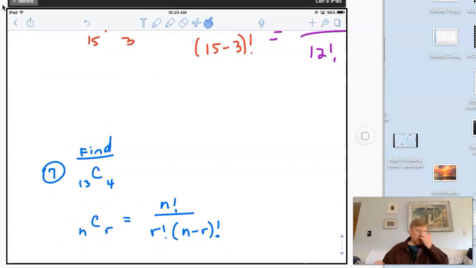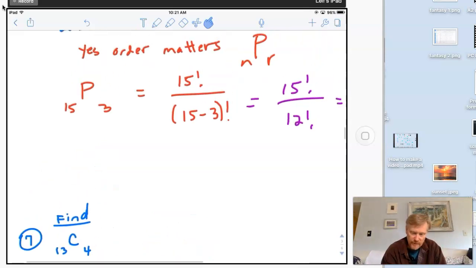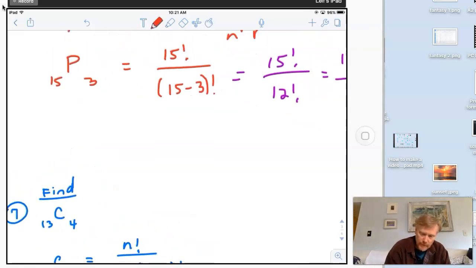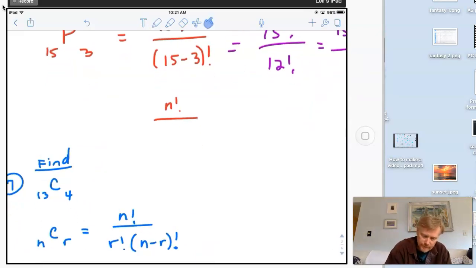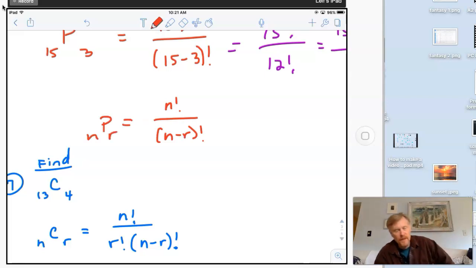So here's the combinations formula. Notice how similar it is to the permutations one. The only thing that's different is it has the extra R underneath it. So this was permutations. And combinations is in blue there. So they're very similar, okay?